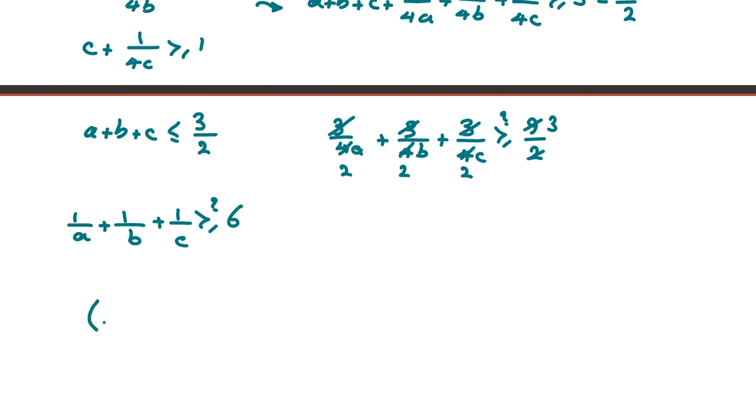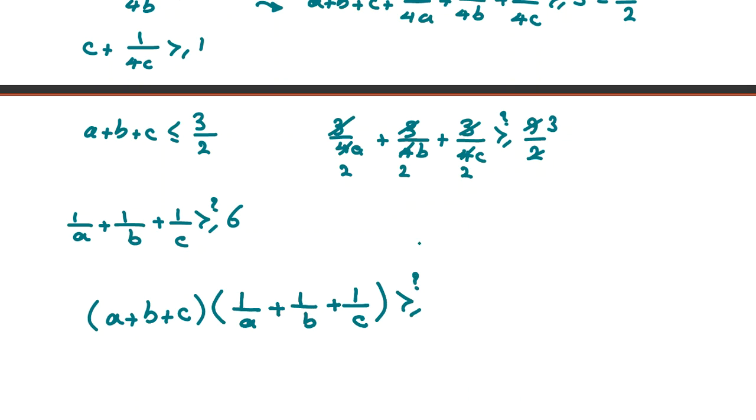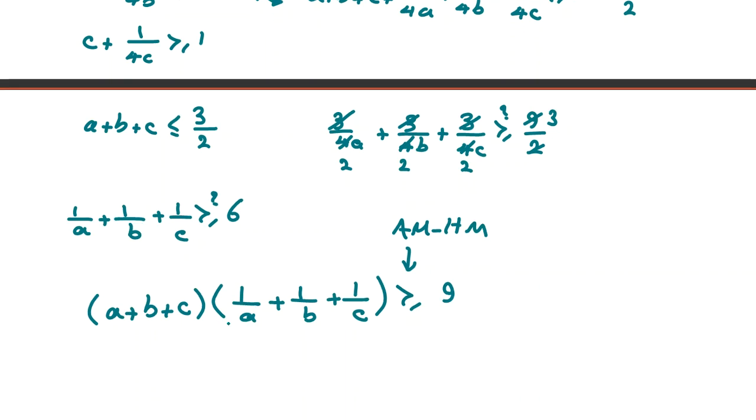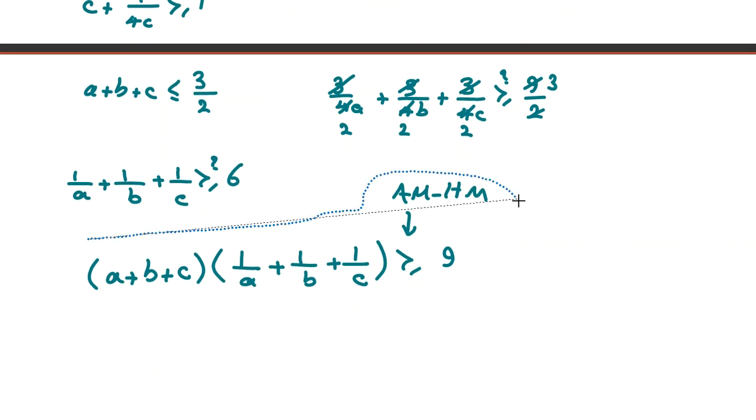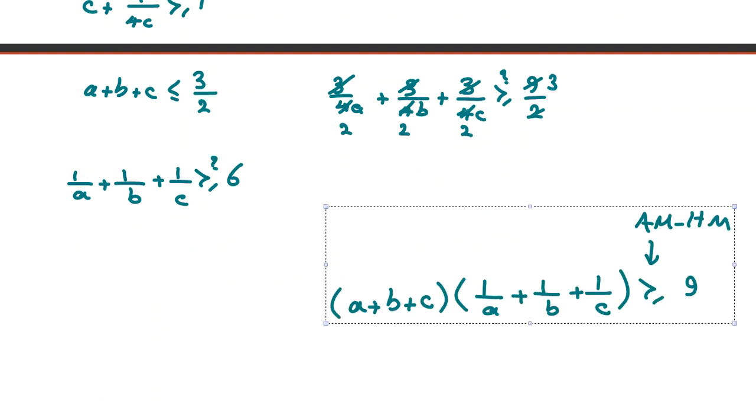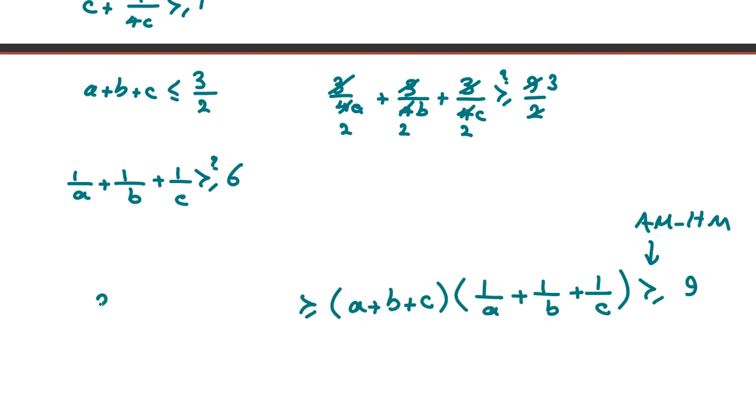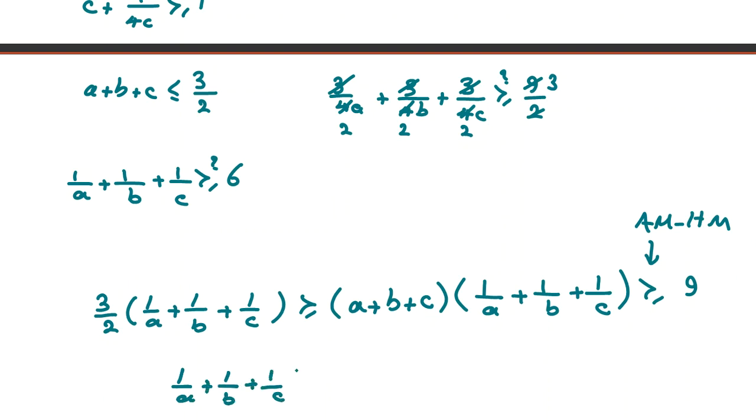Okay, now by AM-HM, a plus b plus c times 1 over a plus 1 over b plus 1 over c is greater than or equal to 9. I know that a plus b plus c is less than or equal to 3 over 2, so it will be 3 over 2 times 1 over a plus 1 over b plus 1 over c. So we can conclude 1 over a plus 1 over b plus 1 over c, if we multiply both sides by 2 over 3, 2 over 3 times 9, which is 6. So we've proved this inequality, and the problem has been solved.